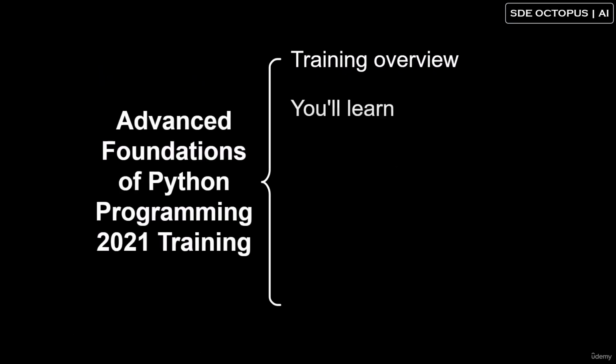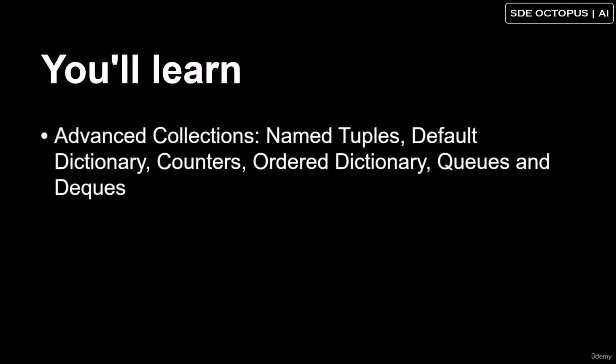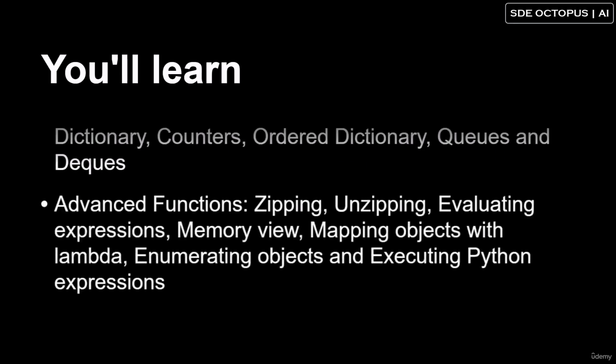By the end of this course, you will learn many advanced concepts, starting from advanced collections like named tuples, default dictionary, counters, ordered dictionary, and also queues and deques, all that and more, theoretically and practically with real examples. Then you will learn and master the advanced functions for zipping, unzipping, evaluating Python expressions, also for memory view, mapping objects with the lambda function, the advanced lambda function, enumerating objects and executing Python expressions easily with the advanced functions concepts.